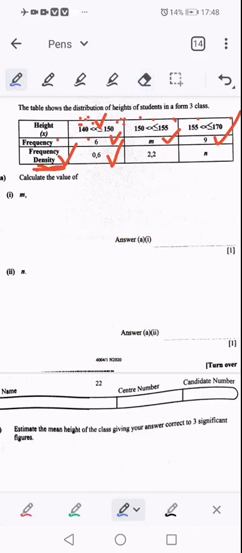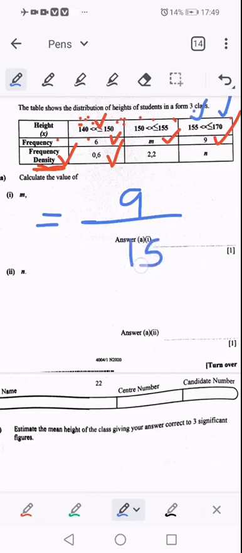Right. Okay, next question says find the value of n. N in the frequency density. So n is equal to frequency, which is 9, over class width. Class width is the bigger number minus the smaller number, which means you are going to say 170 minus 55. Okay, you're going to get something like 15.